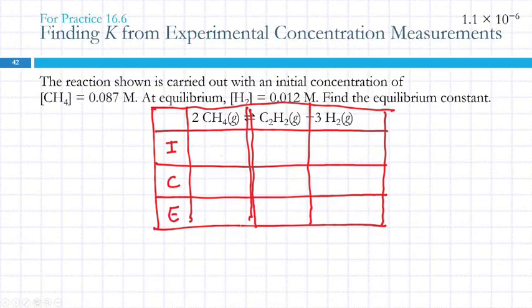Made the ICE table. Initial concentration, CH4 is 0.087. That's all they tell me. I am supposed to assume then that there's none of the others. If there was some, they'd have to tell me what it was. So I get numbers in for the I row, and then for the E row, they're going to tell me one of them. They're telling me that H2 is 0.012. So I'm going to write that in here.